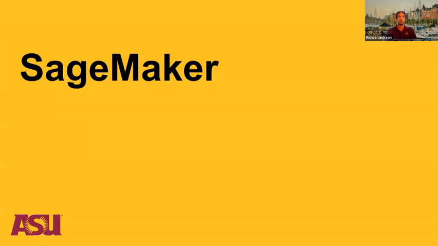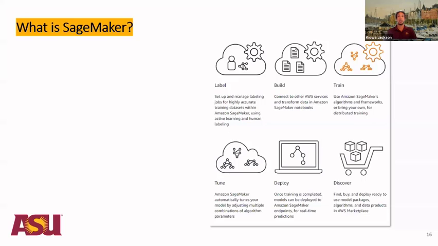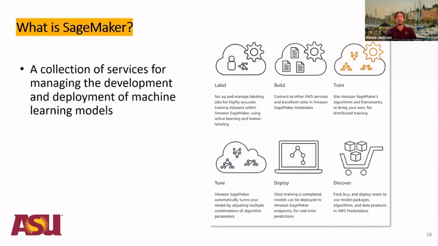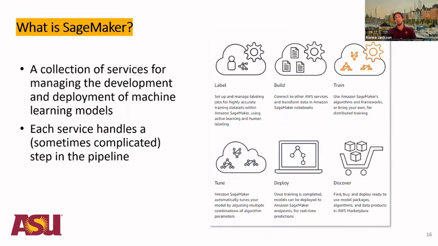So with that in mind, we're ready to look at SageMaker. And what is SageMaker? It's a collection of services for managing the development and deployment of machine learning models. So each service that falls under SageMaker handles a sometimes complicated step in the pipeline. So it's a little bit different from microservices.